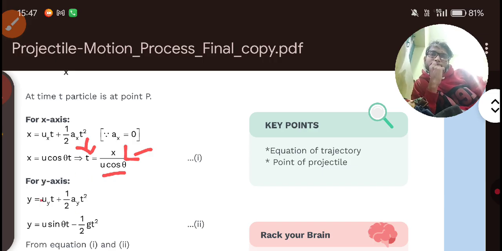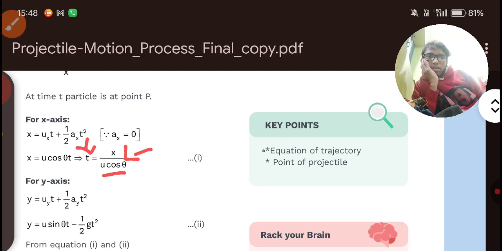For the y-axis, y is equal to ut plus half a t square. The acceleration will be constant, which will be minus 10. So u sin theta is the value of uy, and y is equal to u sin theta t minus half g t square. This is our second equation. This was your first equation, and this is your second equation.